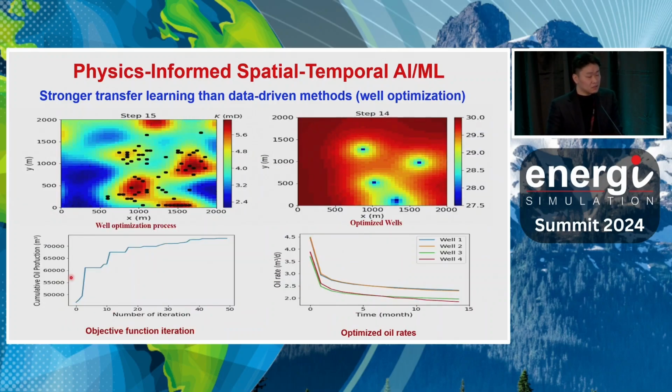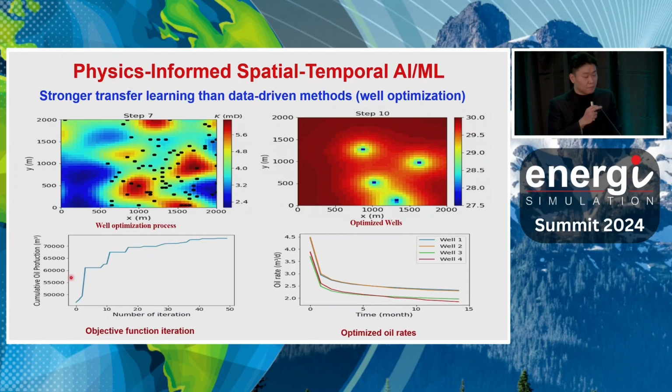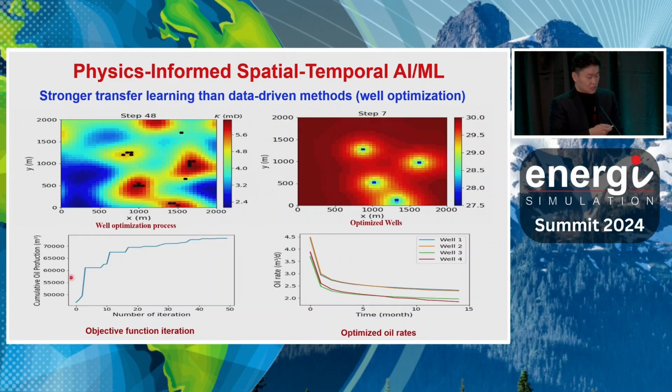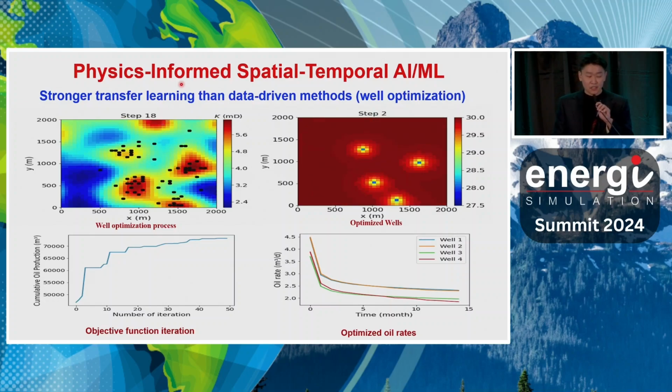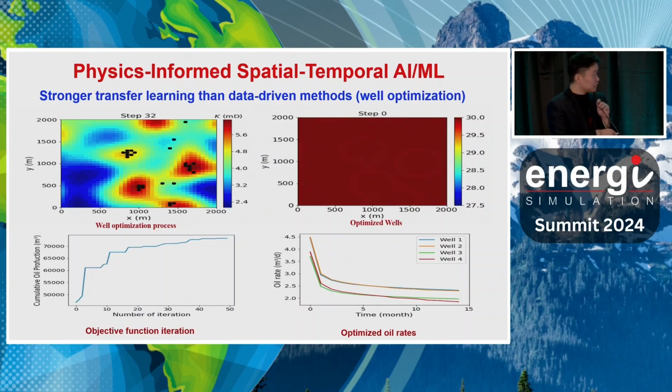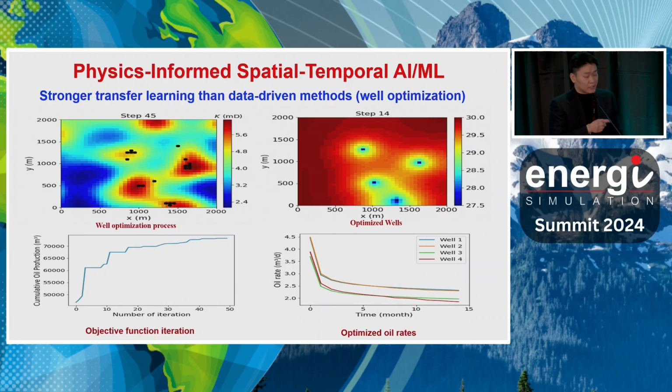And this physics model can also be used for well optimization. By adding the particle swarm algorithm, this model can directly do the well optimization processes, shown on the left. With the iteration increases, the cumulative oil production is increased. And when the oil production reaches the highest, the optimized well will be determined. And the oil rate of each well will be determined also.